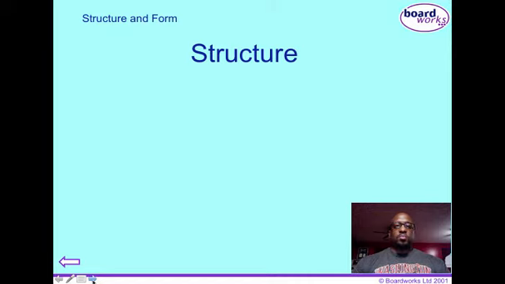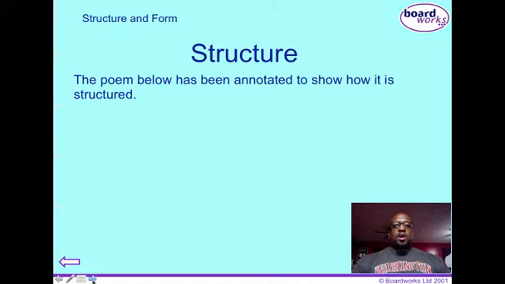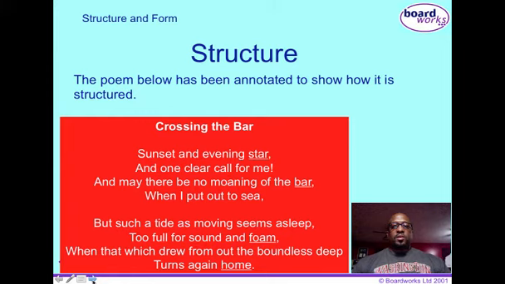Alright, so let's look at some more points dealing with structure. And this is an example of a poem that has been annotated. It's called Crossing the Bar. So we're going to look at this poem and analyze the structure. So the first thing you should notice is that each verse has 4 lines. You can see that here.